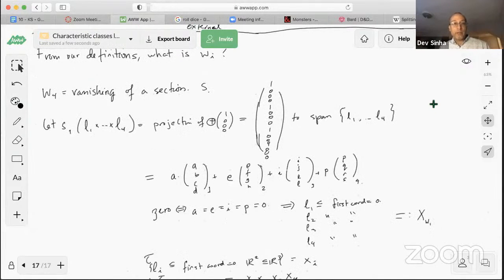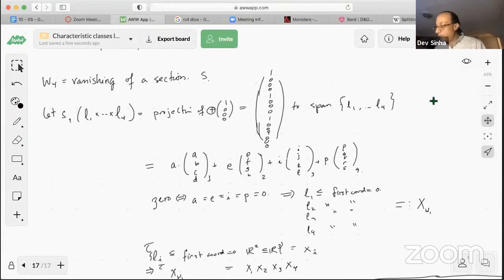Well, W4 is a vanishing of a section. Let's call it S, or let's call it S1 in anticipation of what other work we're going to do. So S1 is going to be a projection of this vector, which I'm going to call the direct sum of 1, 0, 0, 0, 1, 0, 0, 0. So it's the direct sum of E1s as well. And it's going to project onto that span, which is the fiber.